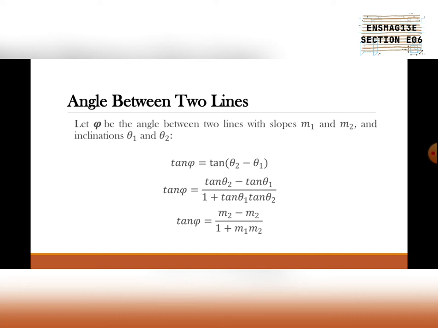If we let m2 equal tan theta 2 and m1 equal tan theta 1, then we have tan phi is equal to m sub 2 minus m sub 1 all over 1 plus m sub 1 times m sub 2. Our m sub 2 is the slope of the terminal side, and m sub 1 is the slope of the initial side, and phi is measured in a counterclockwise direction.